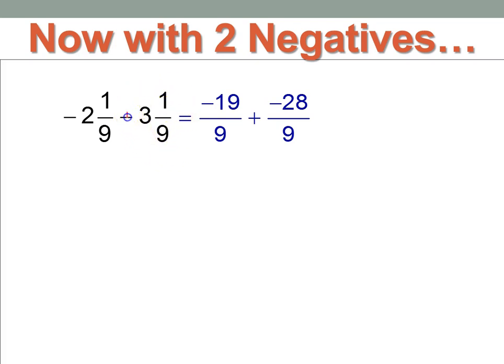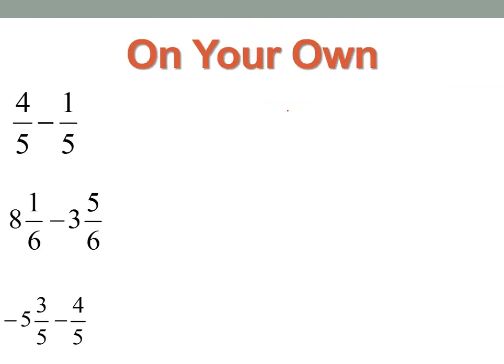I've changed this to add the opposite. Right? I've added the opposite. That's why I have a plus here and a minus here. So now I have a negative 19 plus a negative 28. So we're adding two negatives. It's 19 degrees below 0, and it's getting colder. We know that's going to be a negative number. You end up with negative 47 over 9. And we're going to change this into a mixed number. And that would be our answer.